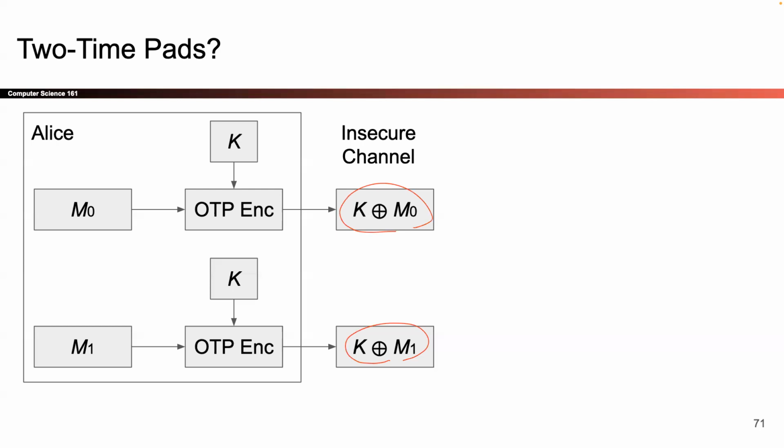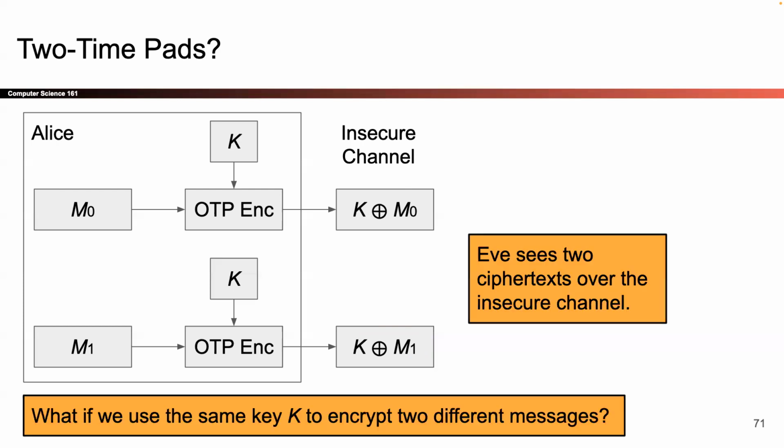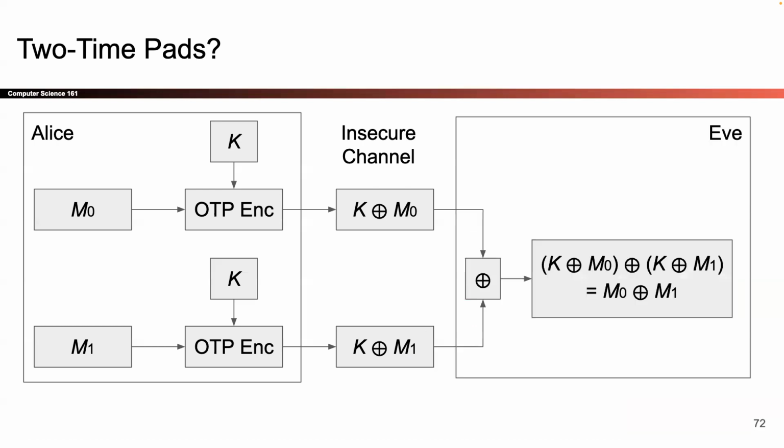Well, these values by themselves, maybe they don't tell me anything about M. And we saw before that if only one of these was sent, just knowing K XOR M0 tells you nothing at all about M. But what if I see both of these values? Well, now there are lots of things you can do. If Eve has these two values available to her, can she learn anything about M0 and M1? Remember, confidentiality is the property that Eve can learn nothing. So if she learns anything at all about these messages, then we're in some trouble. So what could Eve do?